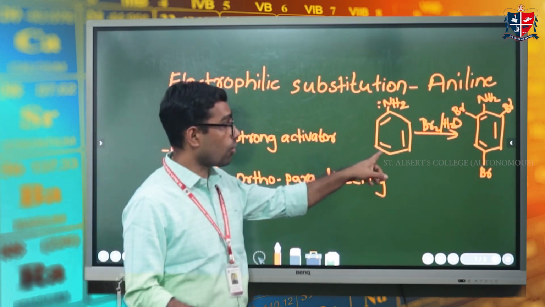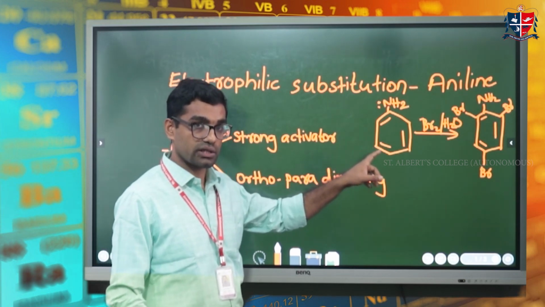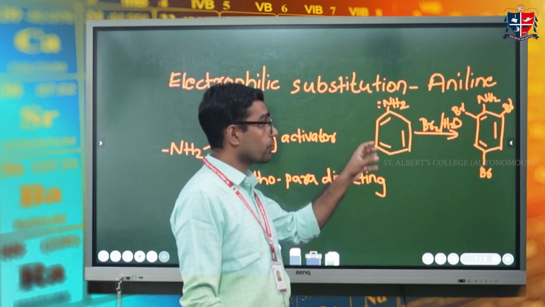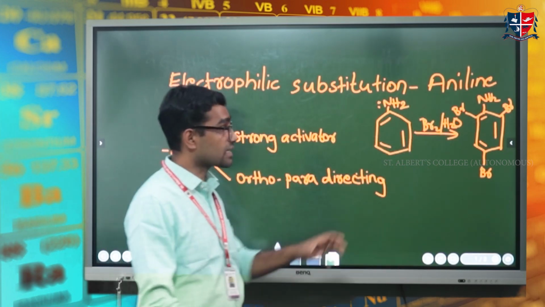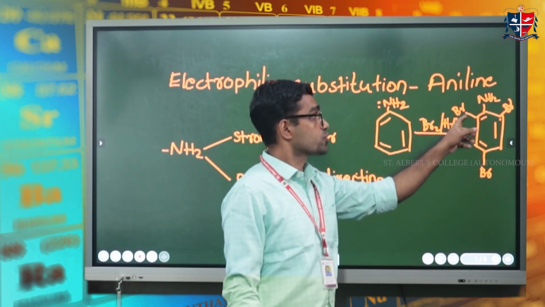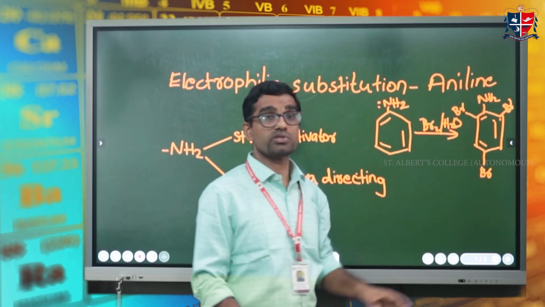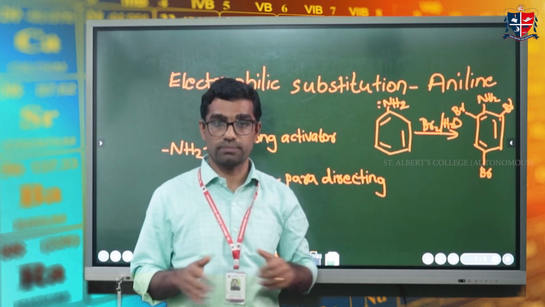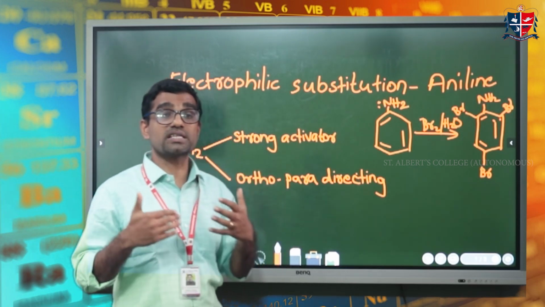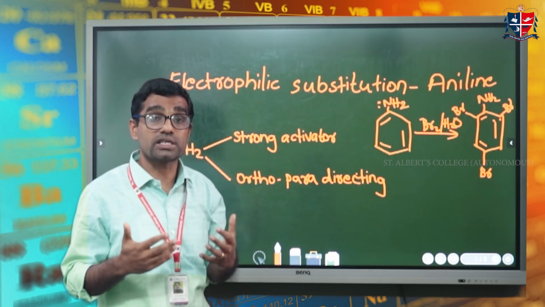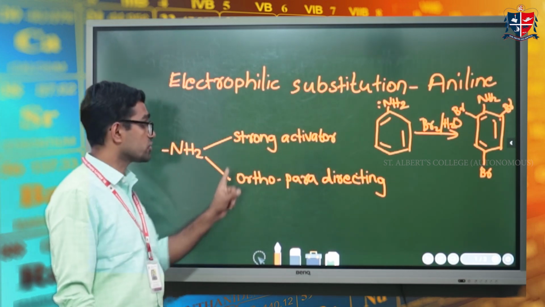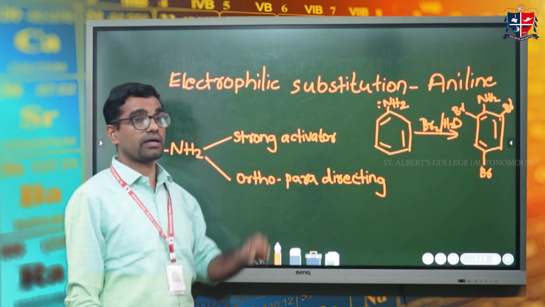Here is an example of an electrophilic substitution reaction of aniline, which is bromination. When I treat aniline with bromine in water, you can clearly see that the three positions, the two ortho positions and one para position, are brominated. So this reaction proceeds very easily. Aniline undergoes bromination very easily because the amino group is a strong activating group, and also an ortho para directing group.